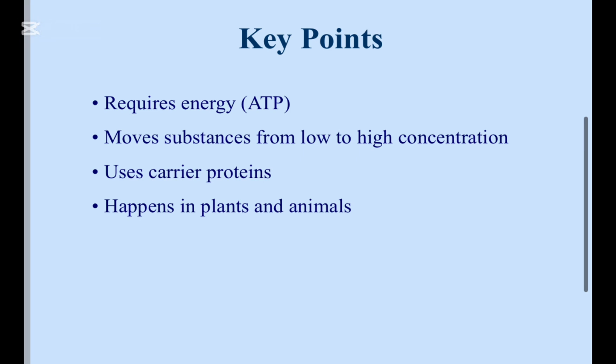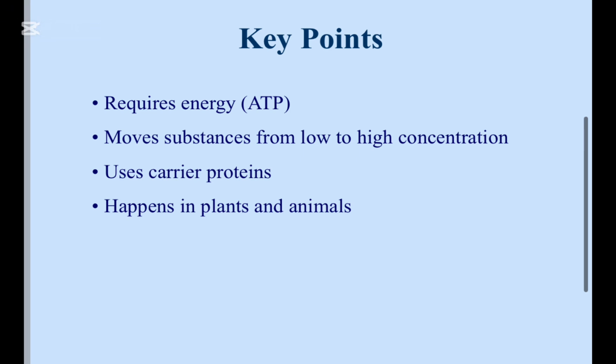One thing you need to know is that it requires energy. Two, it is the movement of substances from a lower to a higher concentration. Three, it uses carrier proteins. And four, it happens in plant and animal cells, just like diffusion also happens in animal cells and also in plant cells.